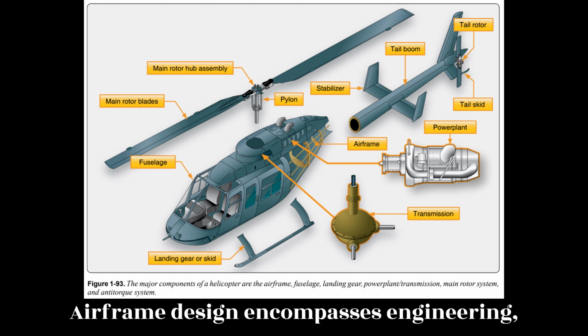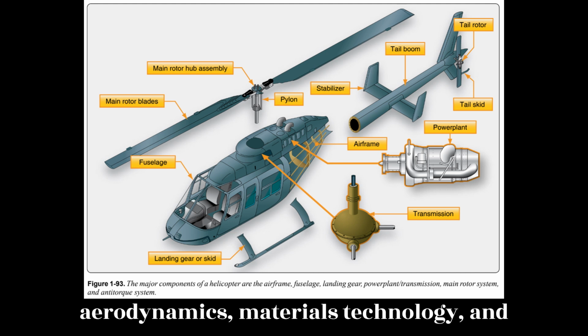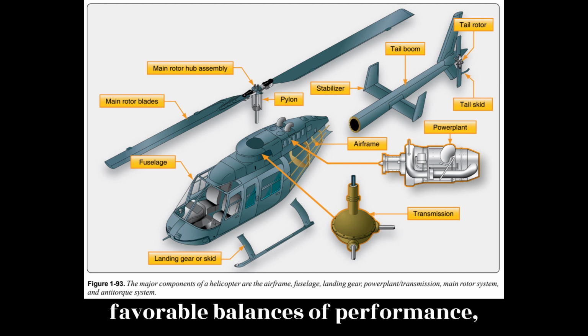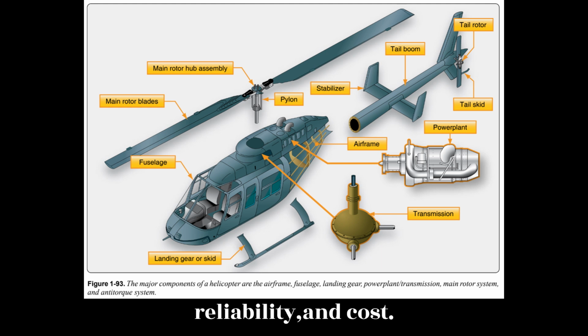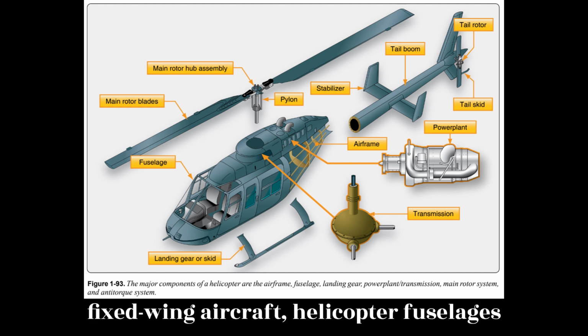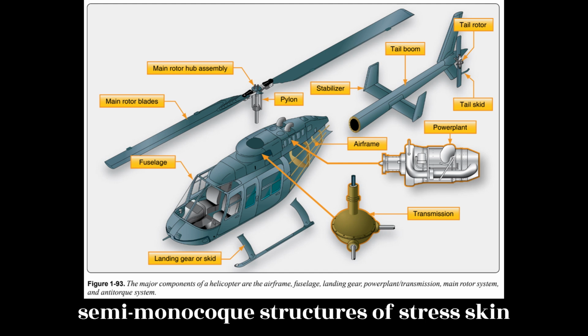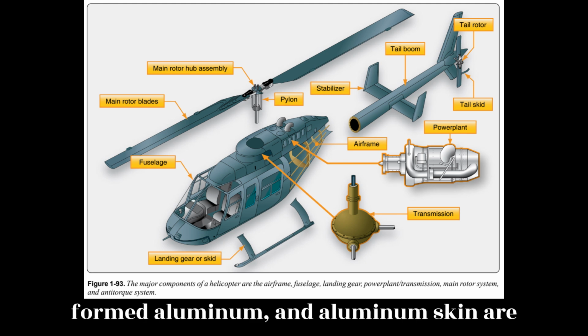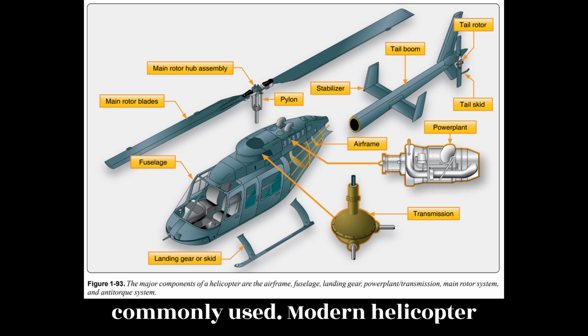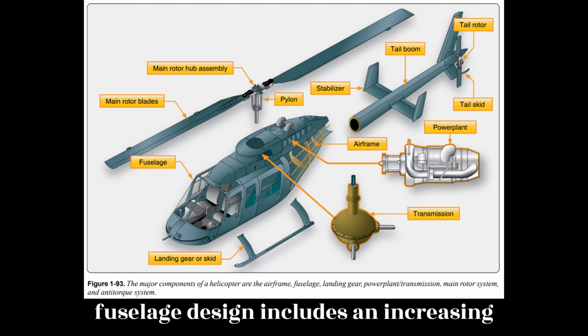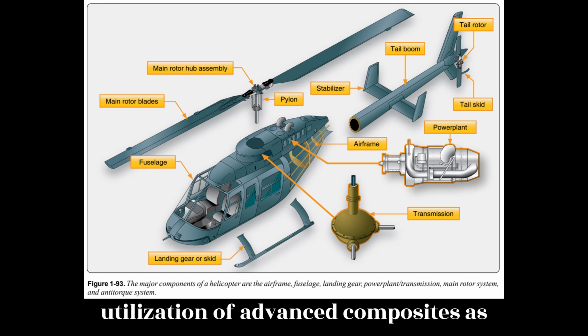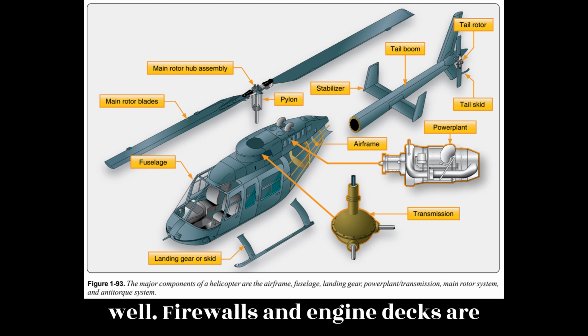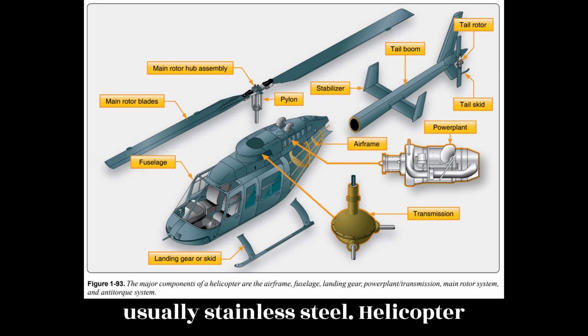Airframe design encompasses engineering, aerodynamics, materials technology, and manufacturing methods to achieve favorable balances of performance, reliability, and cost. Fuselage. As with fixed-wing aircraft, helicopter fuselages and tail booms are often truss-type or semi-monocoque structures of stress skin design. Steel and aluminum tubing, formed aluminum, and aluminum skin are commonly used. Modern helicopter fuselage design includes an increasing utilization of advanced composites as well. Firewalls and engine decks are usually stainless steel.